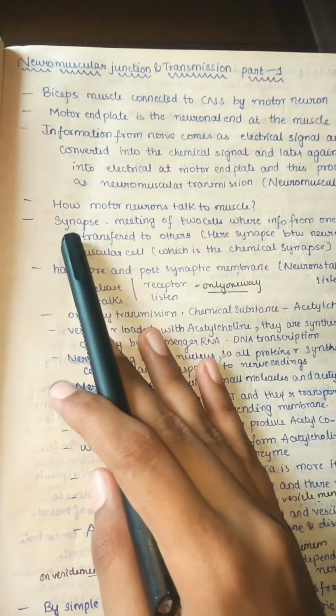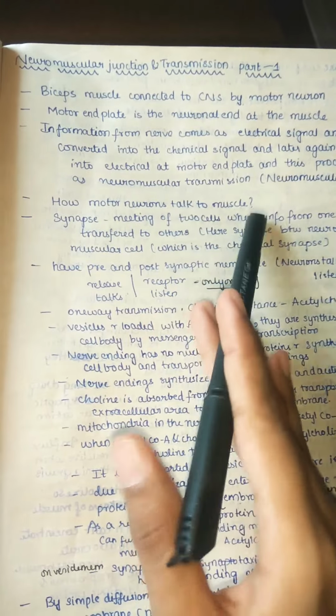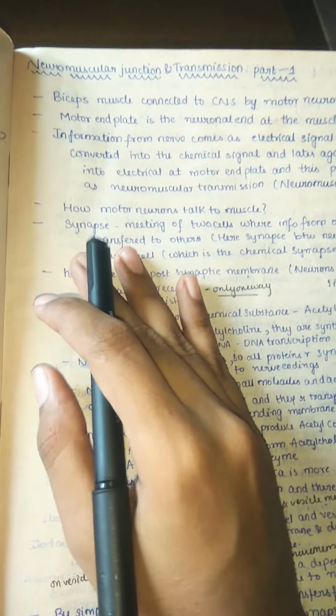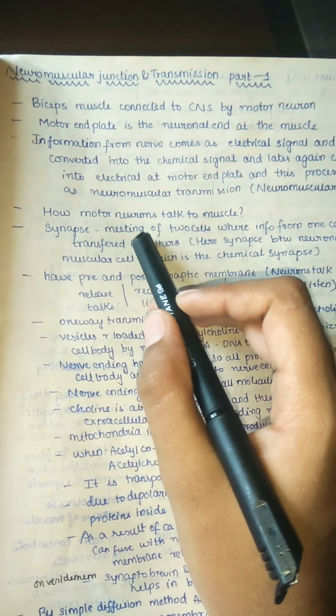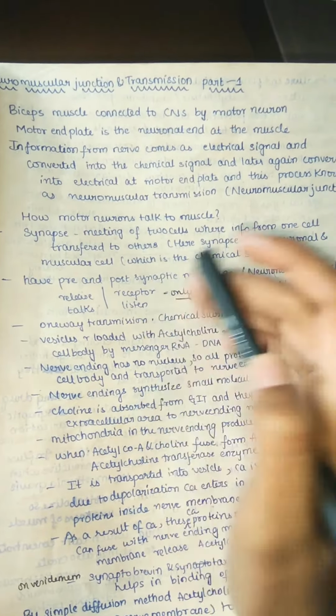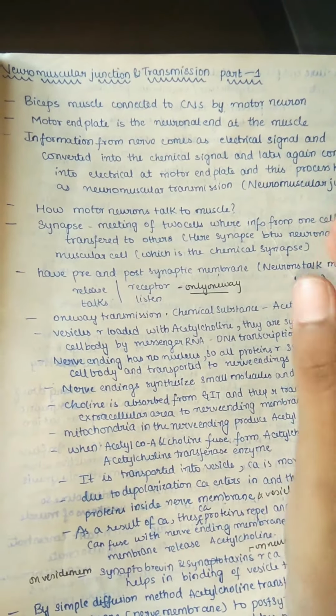Now let us talk about how motor neurons talk to the muscle, that is, how one neuron talks to a muscle. Mainly by the process of synapse. A synapse is a meeting of two cells where the information from one cell is transferred to the other. Here the synapse between the neuronal and muscular cell is a chemical synapse, with chemical substances like acetylcholine.